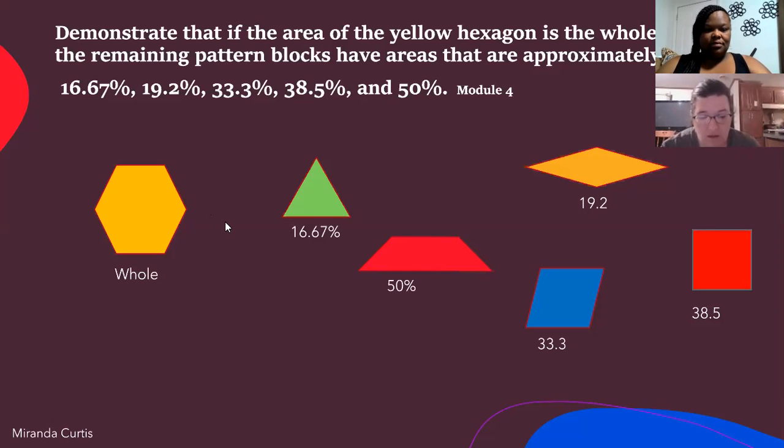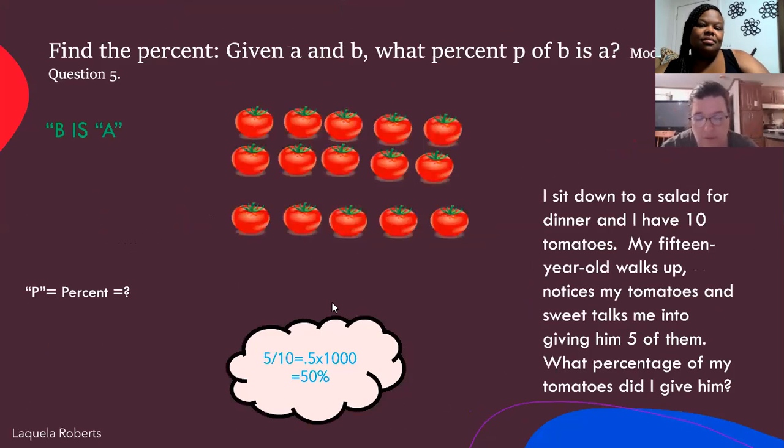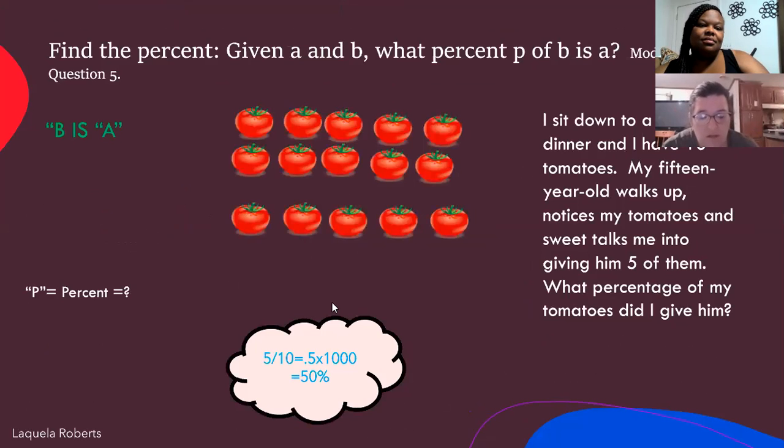So, Miss Dominique, there are 3 common types of percentage problems. Okay, our first one we're going to look at is find the percent. Given A and B, what percent P of B is A? All right, so as you see here, we're going to read it.